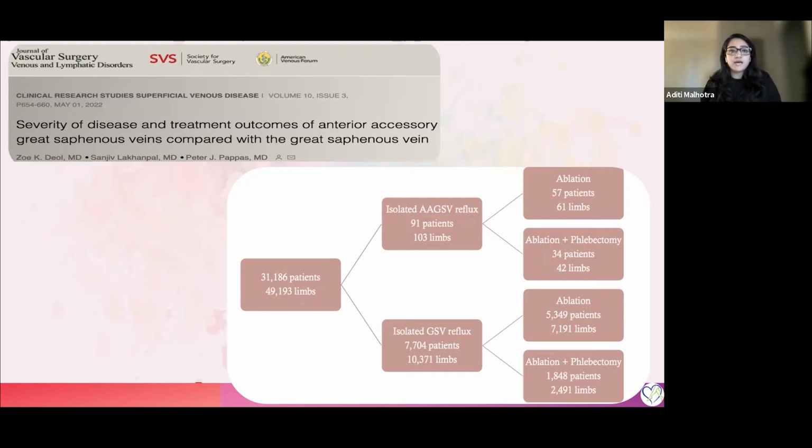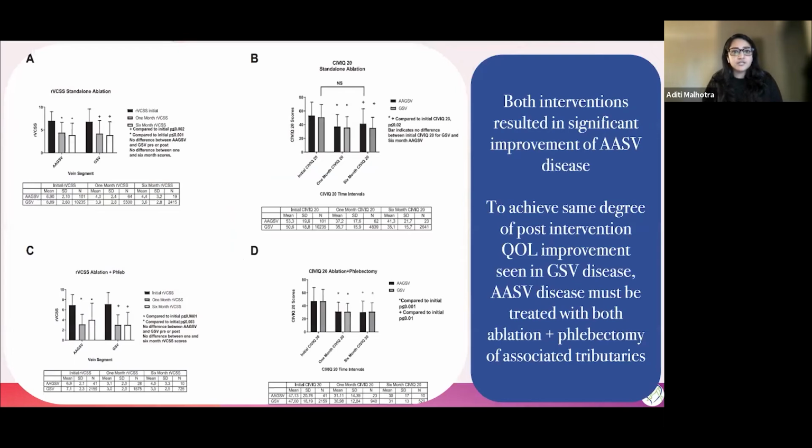It was broken down into isolated AASV reflux versus isolated GSV reflux. And then 2 different kinds of treatment modalities had been looked at. One was ablation, and then the second was ablation plus phlebectomy. And in these patients, as you can see by these charts, I've summarized the 2 conclusion points I'd like you to take home with you. Both interventions, whether it was standalone ablation or ablation plus phlebectomy, had improved the AASV disease.